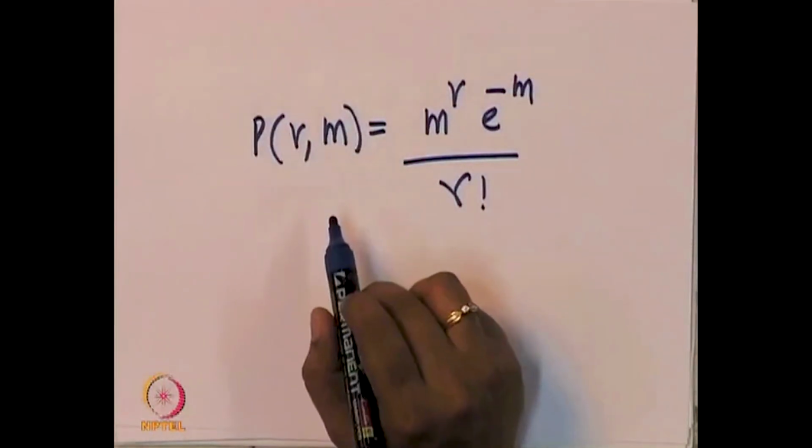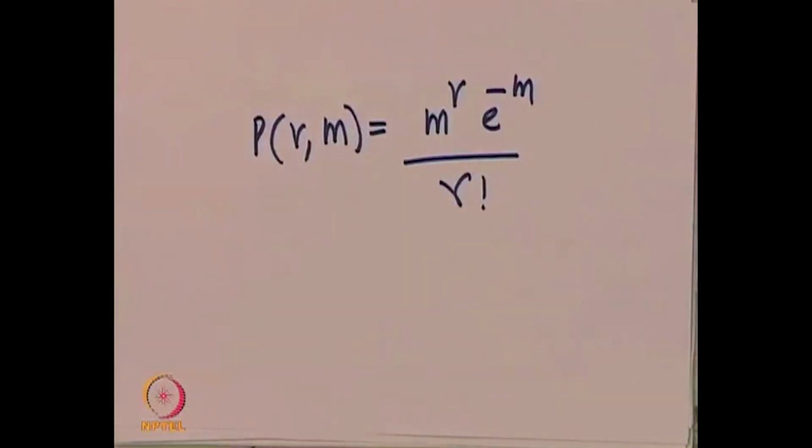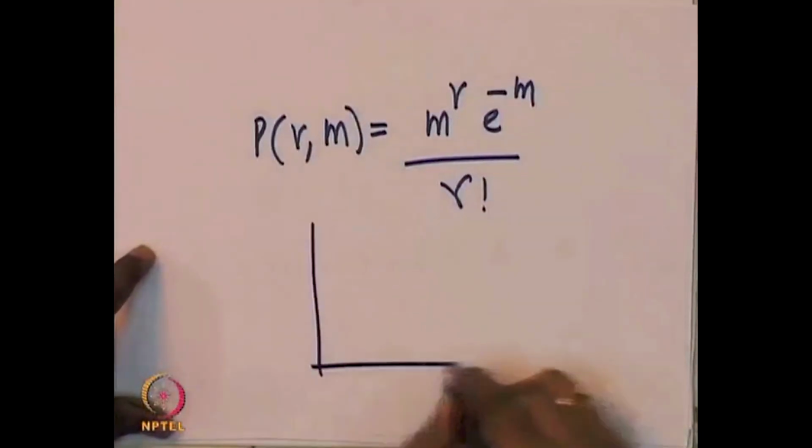So, let us say that on an average there is only one mutation. That means some of them will have 2 mutations, some of them will have 3 mutations, some of them will have 4 mutations, but many of them will have 0 mutations. Let us say the average mutation is only 3, then how does this plot look?